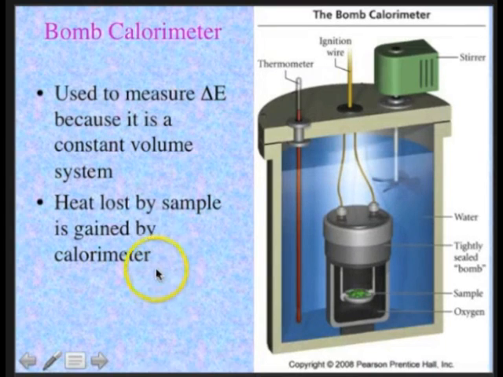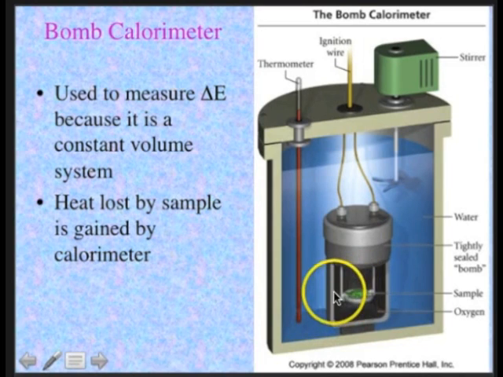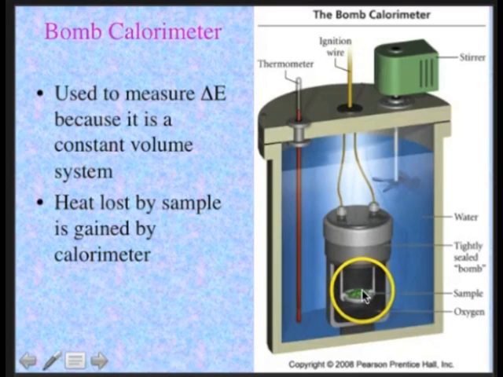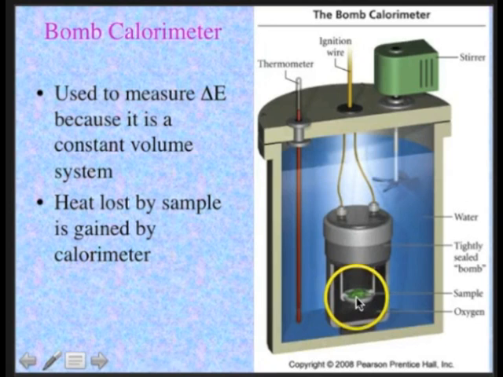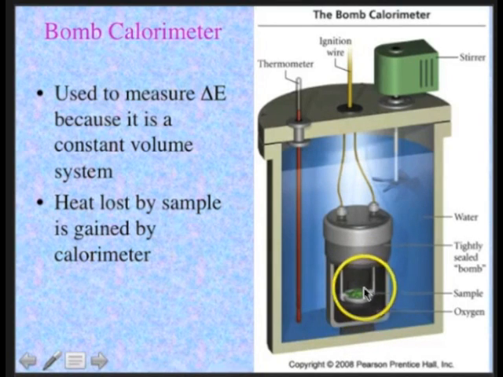Okay, now a bomb calorimeter is a device used to measure the change in energy because it's a constant volume system. And what you do is you put a little of your sample in here. This is how they figure out on your Rice Krispies how many calories are in an ounce of Rice Krispies or whatever. They use a device just like this. They put your Rice Krispies in this little cup right here. Then they put a lot of pure oxygen gas all around it so it'll burn completely.